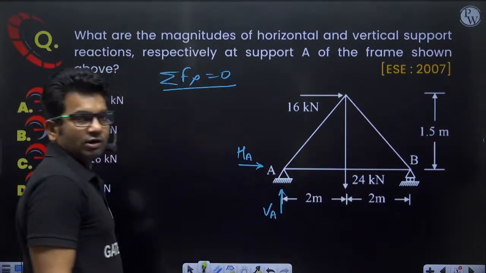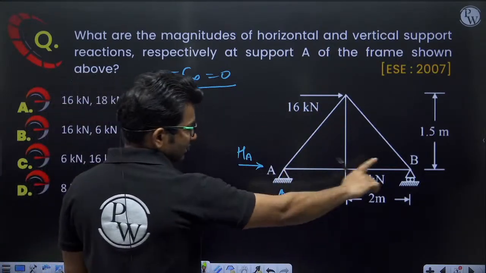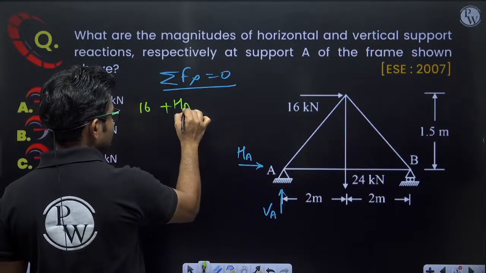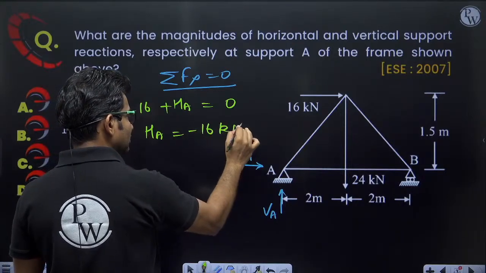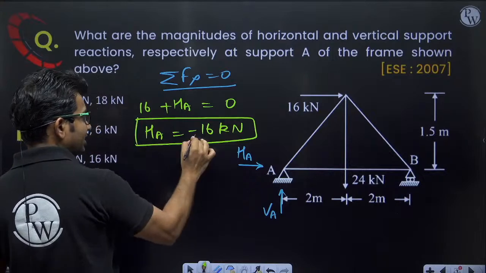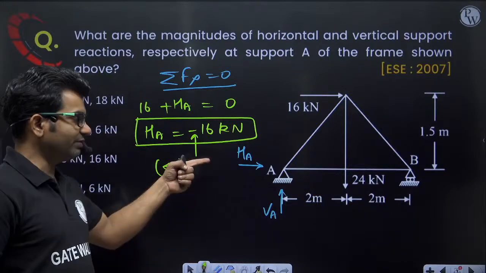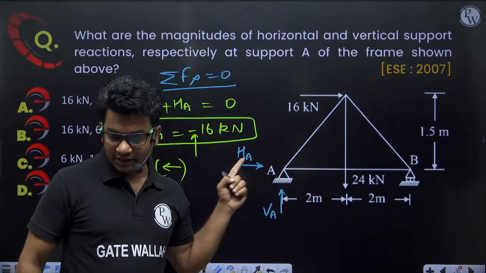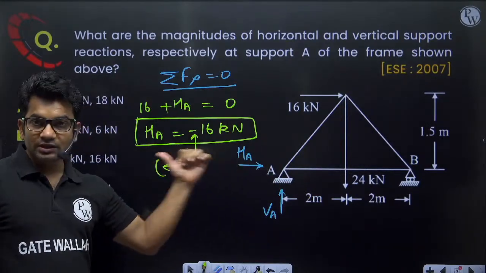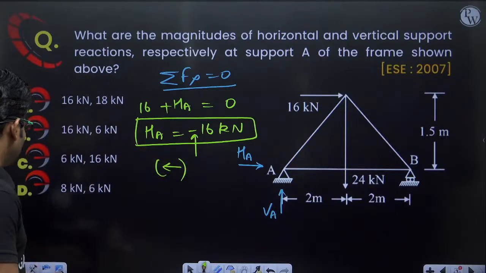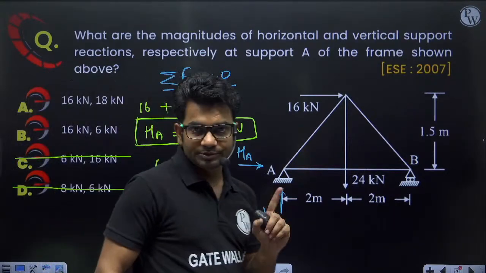So what are all the forces in x direction? 16 kilonewton in positive x direction plus HA in positive x direction will be equal to 0. So HA will be equal to minus 16 kilonewton. What is this minus sign indicating? The minus sign indicates that force HA is in this direction. We have taken it in positive x direction, but actually the support reaction HA will be in negative x direction. The magnitude will be 16 kilonewton. So we can rule out these two options. Either option A or option B will be correct.